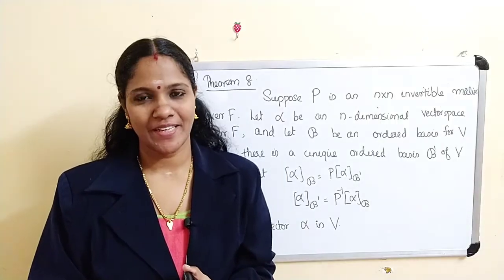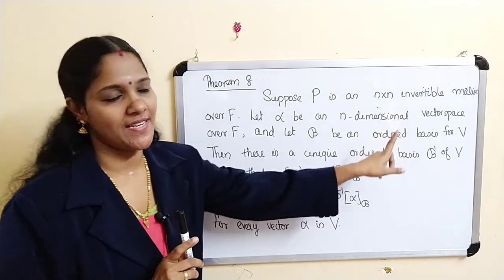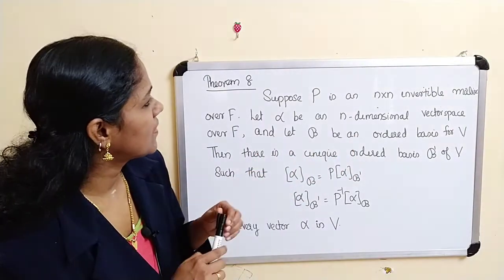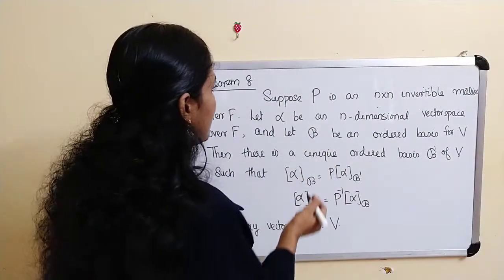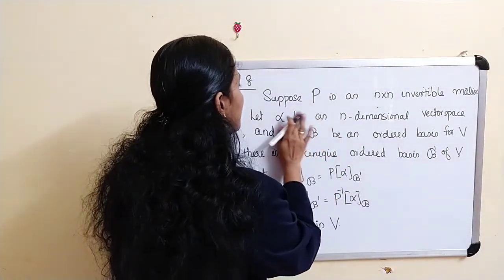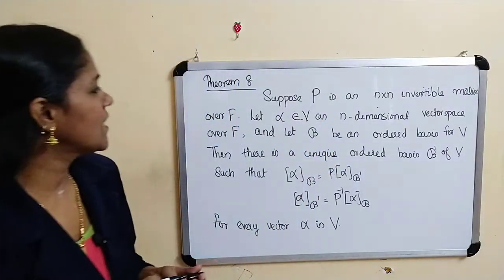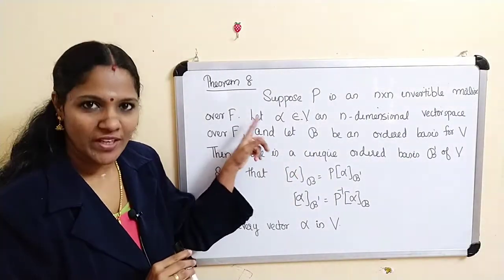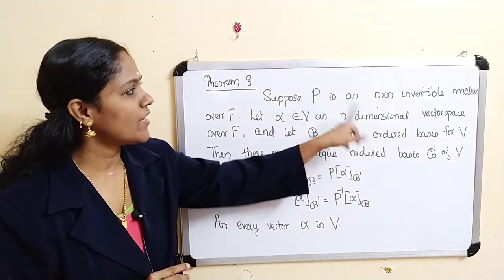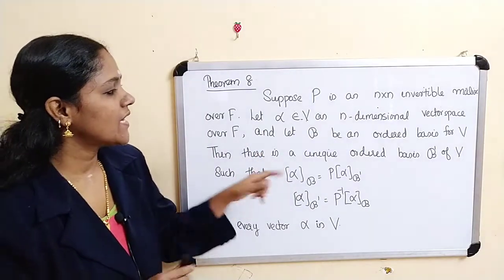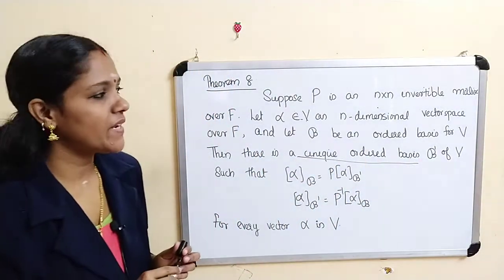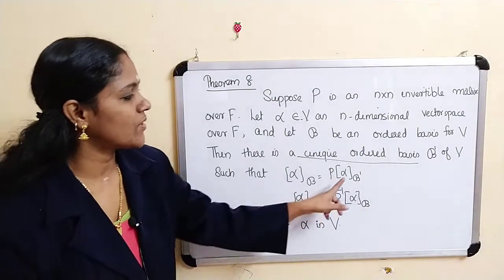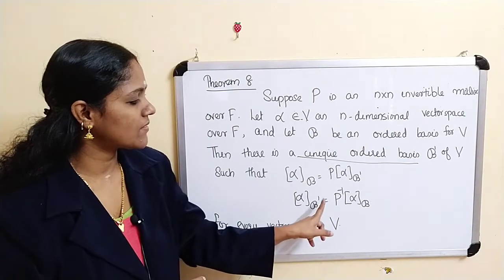Okay, now moving to the next theorem. Suppose P is an n by n invertible matrix, and let alpha be an element belonging to V, an n dimensional vector space over F, and B is an ordered basis for V. Then this theorem says that there is a unique ordered basis B dash of V such that matrix of alpha related to B equal to P into matrix of alpha related to the basis B dash, and matrix of alpha related to the basis B dash equal to this.